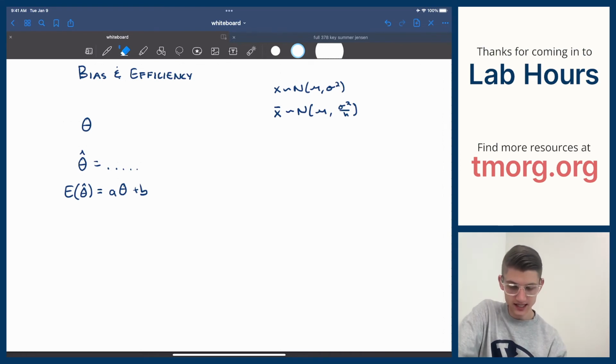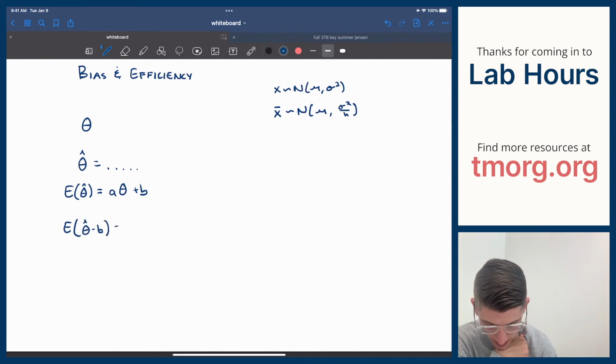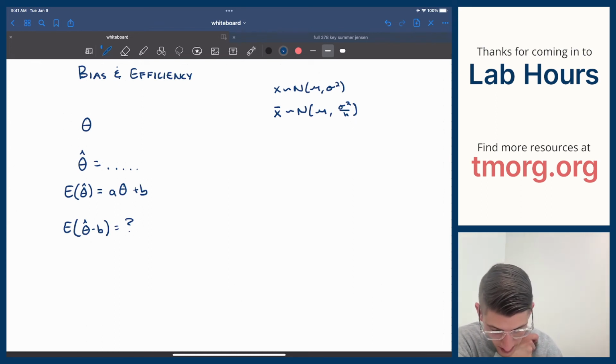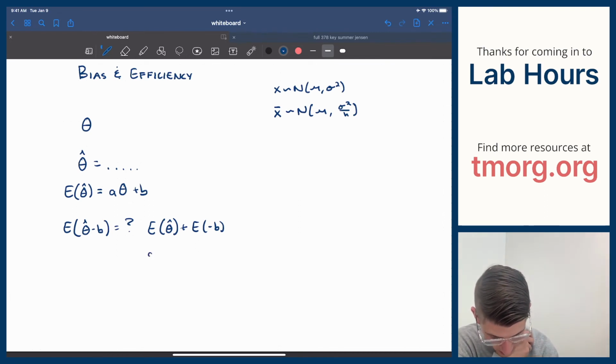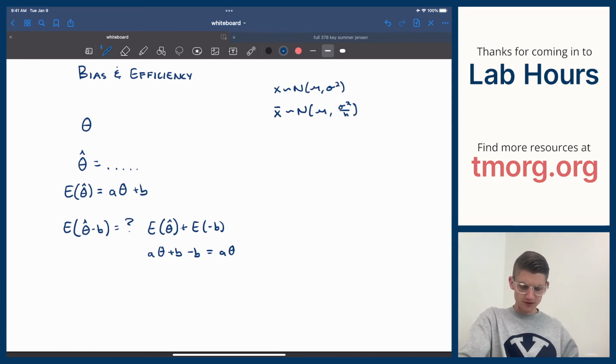The answer is yes. Let's think about this for a second. If the expected value of theta hat is a theta plus b, then what would the expected value of theta hat minus b be? Hopefully you can see that that expected value would be the same as the expected value of theta hat plus the expected value of negative b. And since we said before that a and b are constants, once you take a sample, that turns into a theta plus b minus b, which is equal to a theta. That's pretty cool, but that doesn't fully fix our problem because we need this expected value to turn into theta by itself.